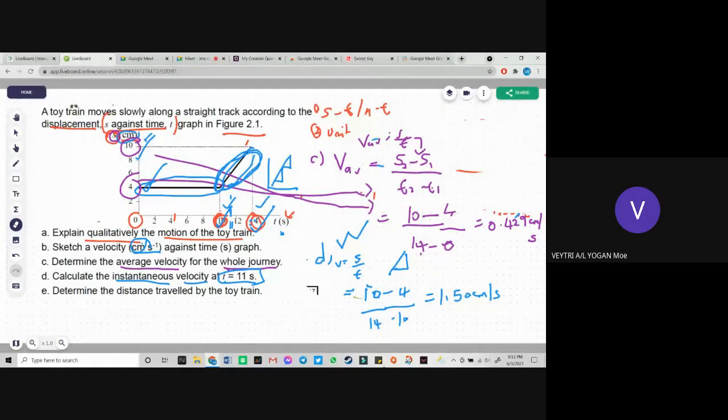For last question, I'm gonna erase this part. Okay? I'm gonna erase this part. Okay. Untuk last question, it's quite direct juga. Determine the distance traveled by the toy train. Now, distance, ini apa? Displacement. Macam mana nak determine distance? Okay. Tadi kan remember tak, kita dah sketch velocity time graph. Nak cari the total displacement atau total distance.